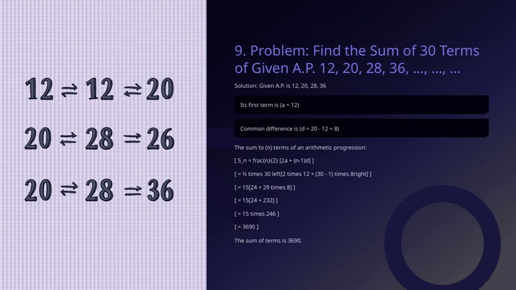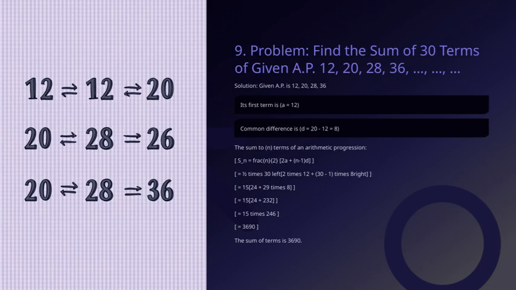The total sum is 3690. First, notice that 3690 can be broken down into smaller parts for easier calculation. We see it's equal to 15 times 246, which suggests we can factor the sum as 15 multiplied by some value. Next, this becomes 15 times the sum of 24 and 232, which simplifies our calculation further.